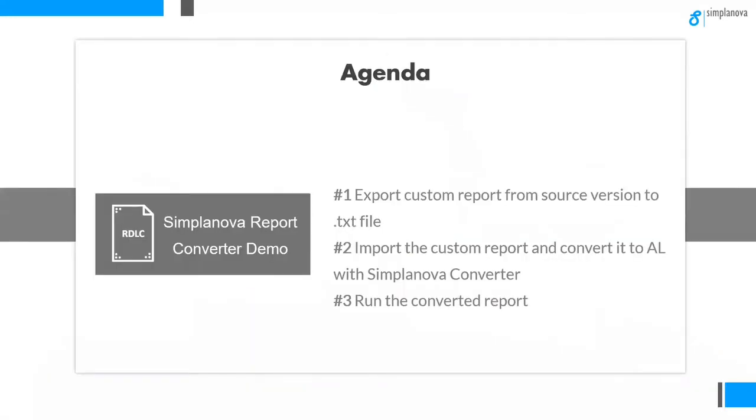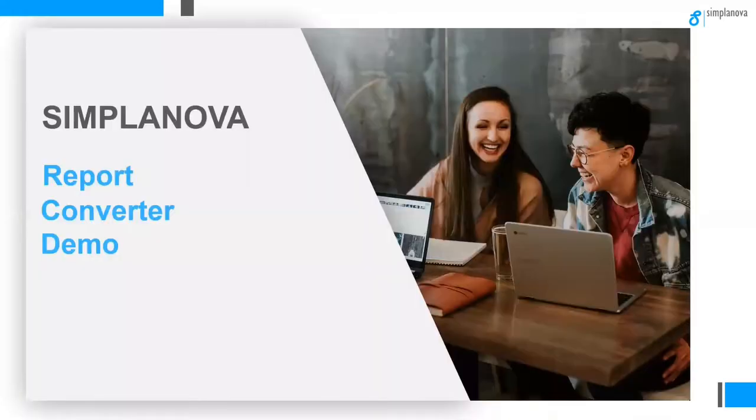So what I'm going to show you today: first of all, I'll simply export the report from the Classic environment. I will import this custom report into our tool. We'll convert it and run it on my Business Central environment. And of course, by the end of the session, we will see the results on the Classic version and how the report looks on the Business Central environment, and whether there are any differences or not. Okay, so let's start the demo.